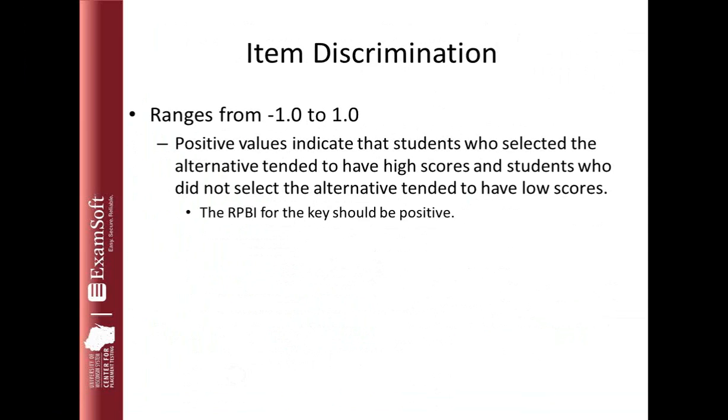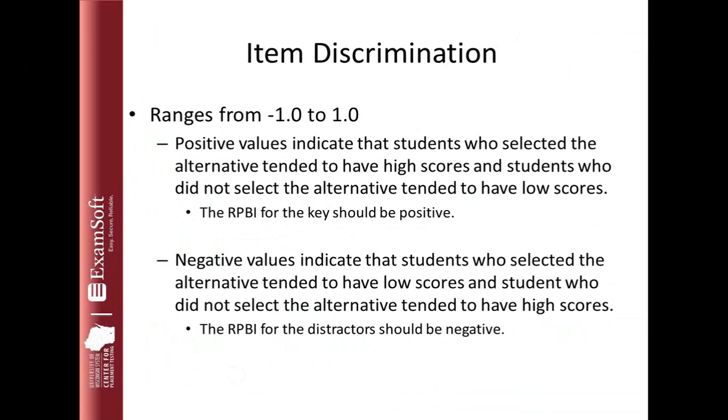And positive values indicate that the students who are picking that particular choice tended to be the ones who had high scores overall, and the ones who are not selecting that choice tended to have lower scores overall. To the extent that that pattern holds, you will have a choice that has a positive RPBI. Obviously, this is what we want for the right answer. We want the people who pick that right answer to be the ones who, generally speaking, are your high scorers, and the ones who do not get the right answer for an item are the ones who have lower scores overall. We want that exact opposite pattern for each of the wrong answers, for the distractors.